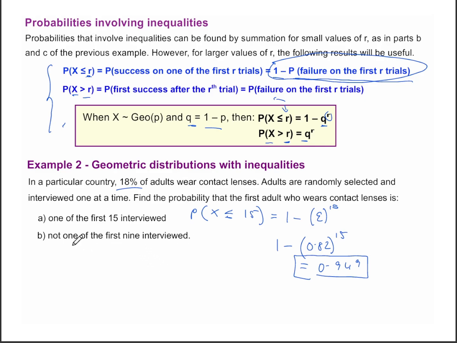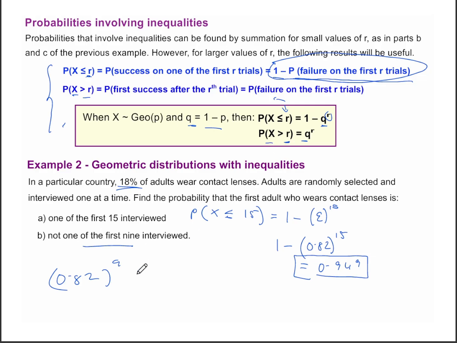Then we want to find the probability that not one of the first 9 interviewed had contact lenses. That means we want a failure to happen 9 times in a row. We don't want the guy to have contact lenses. So we want the failure, that's the probability of failure, to happen 9 times in a row, which is just 0.82 power 9.